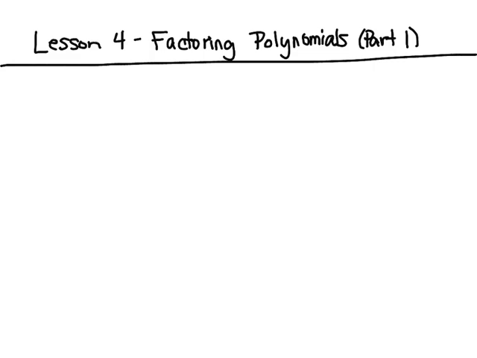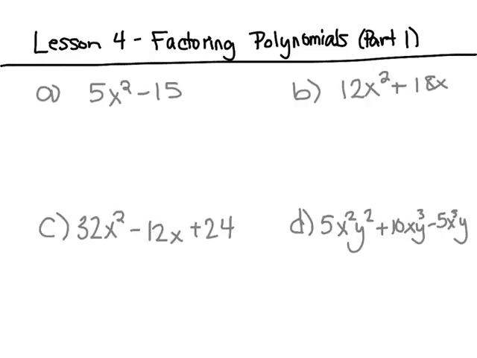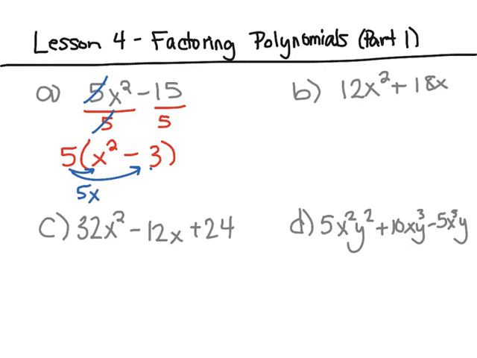Lesson 4, Factoring Polynomials. The first way of factoring is to take out a common factor, and it's simplifying really. So for the first one, we have a common factor of 5, so we're going to divide both terms by 5. So 5 is the same as x squared minus 3. And the way that you know this is 5 divided by 5 is left with x squared, and 15 divided by 5 is 3. If you multiplied this out, it would go back to the way it started, so 5x squared minus 15. So that's how you know you did it right.